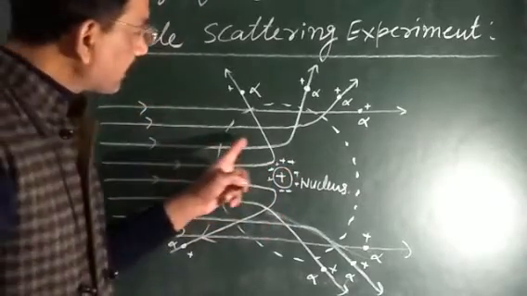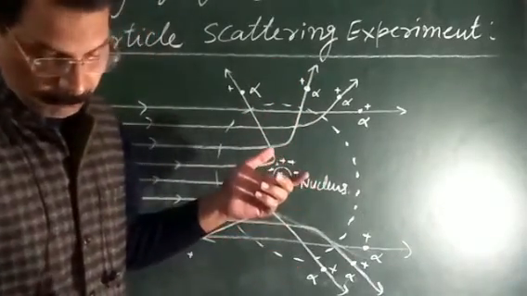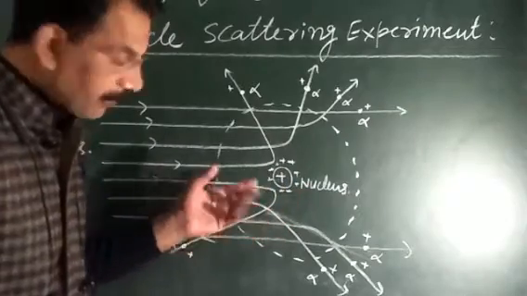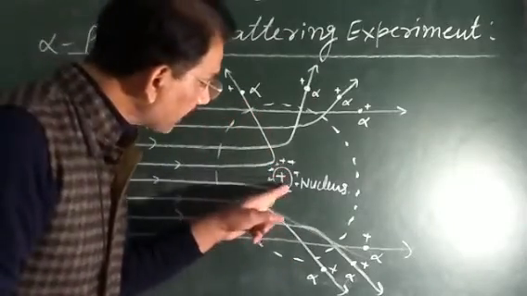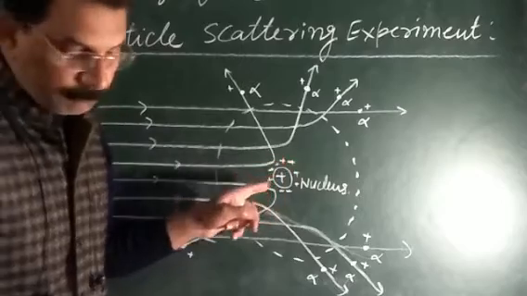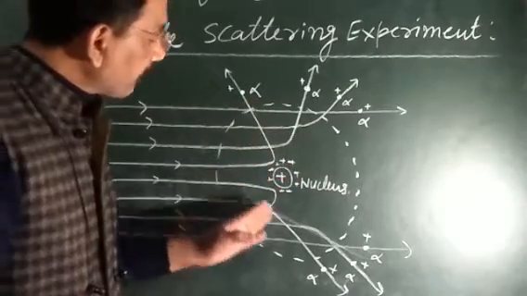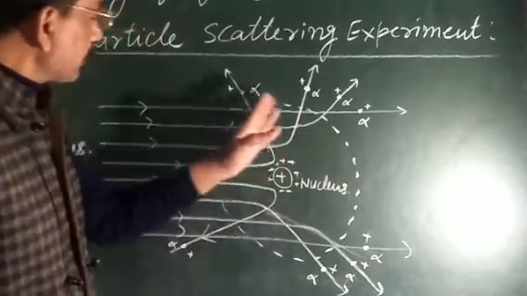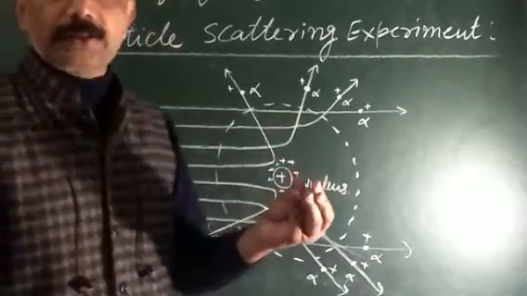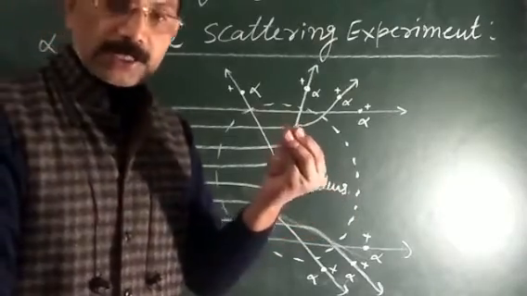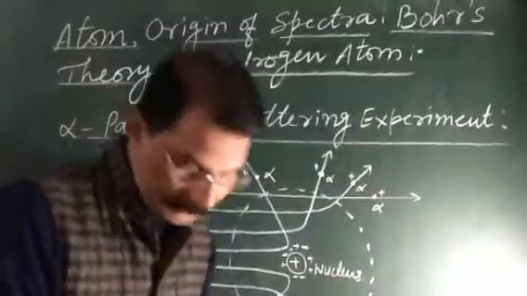Again, some alpha particles were deflected at an angle greater than 90 degrees, and on the basis of this, Rutherford told that the positive charge in the atom is concentrated in an extremely small space at the center of the atom, and that space is called the nucleus. So finally, on the basis of this experiment, Rutherford said that at the center of the atom there is a positive charge, due to which the alpha particles were deflected from their original path.